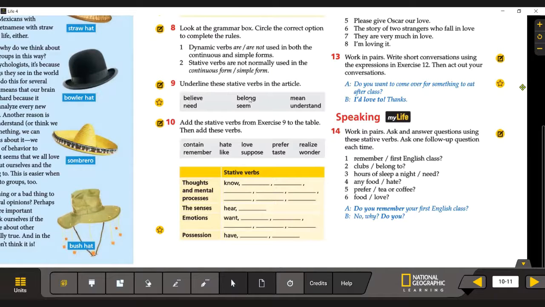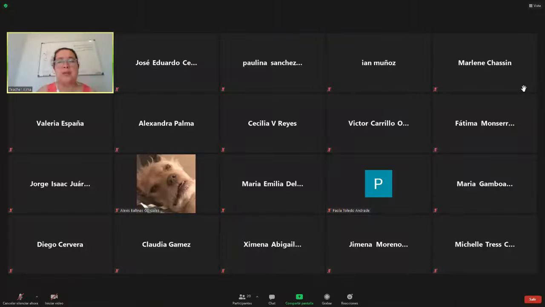And so, certain verbs, like the ones that you can see here in the gray boxes: believe, need, belong, seem, mean, understand, realize, wonder, prefer, taste, love, suppose, hate, like, remember, and contain. These verbs are not commonly seen in a continuous form, but in gerund, yes. These verbs are always simple, so that is why they are called stative, because they don't go with the progressive. You never say, I am believing. No, you say, I believe. Let me give you an example with the white screen.